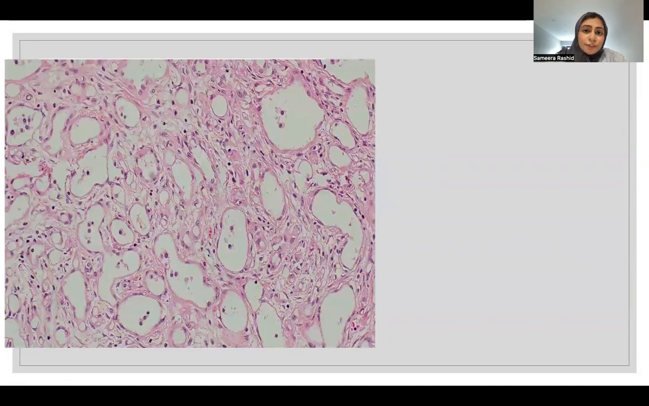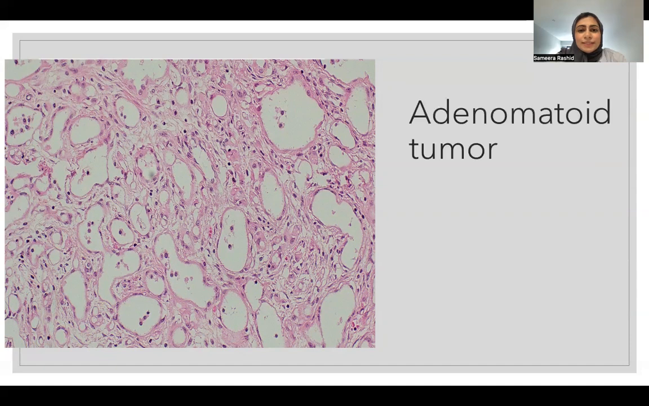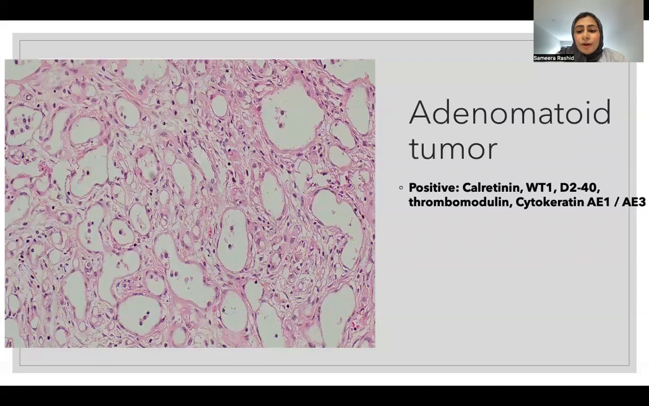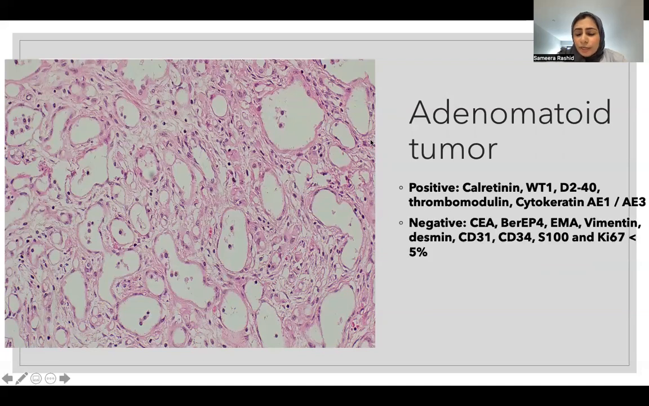This is an exam favorite question. This is a lesion that we see quite frequently in the male genital tract, in the female genital tract, in the peritoneum. It looks like a vascular proliferation, but when we do our vascular markers, which are CD31, CD34, these are completely negative. What it does stain for is WT1, calretinin, which are mesothelial markers. So this is adenomatoid tumor. Positive for calretinin, WT1, D2-40, and negative for CEA, BerEP4, EMA, vimentin, and all the vascular markers.